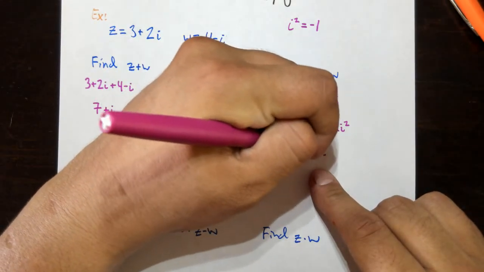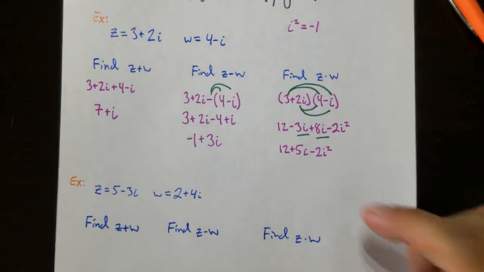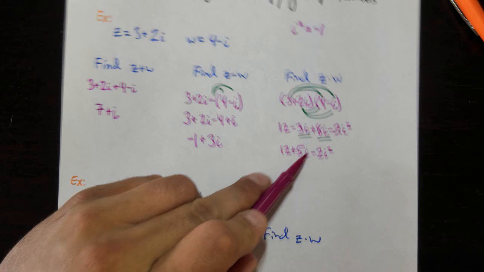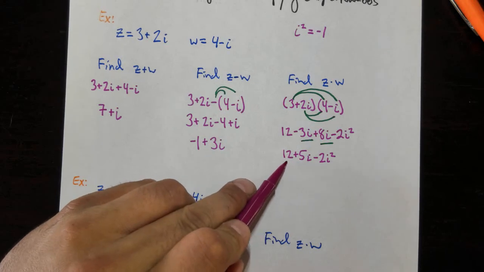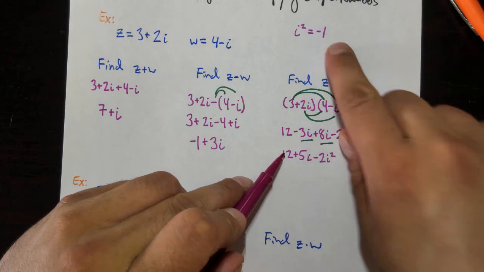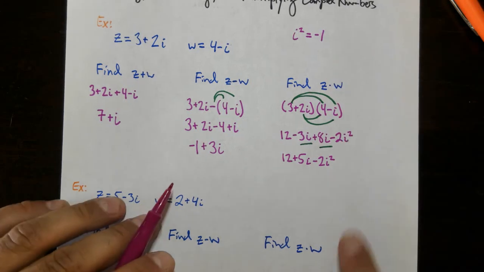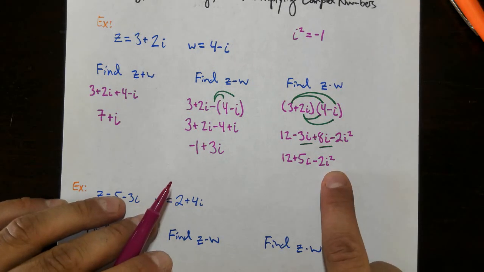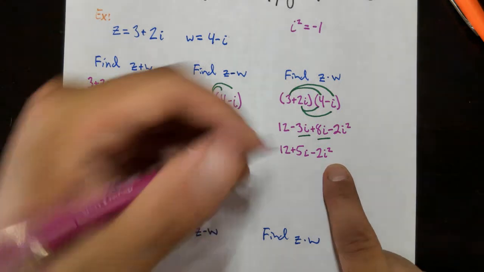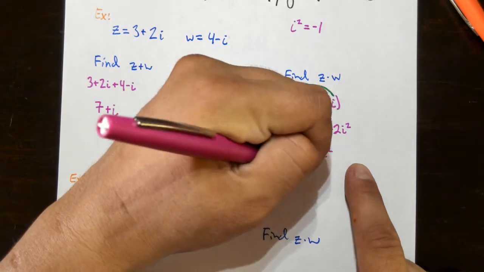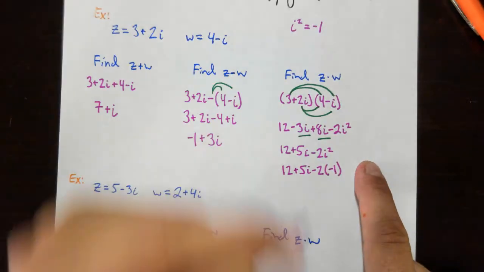minus 2i squared. And with the polynomials, we'd say, okay, we're done. We'd have a square term, we'd have an x term, and then we'd just have our constant. But we can go a step further here. Notice that i squared is equal to negative 1, so I can go ahead and substitute negative 1 for this i squared. So I could have 12 plus 5i minus 2 times negative 1.